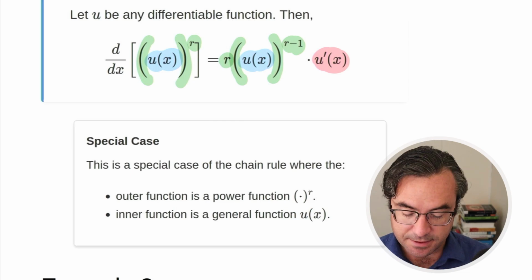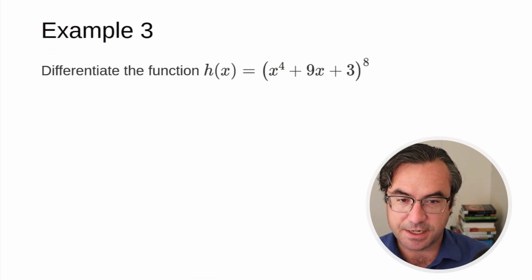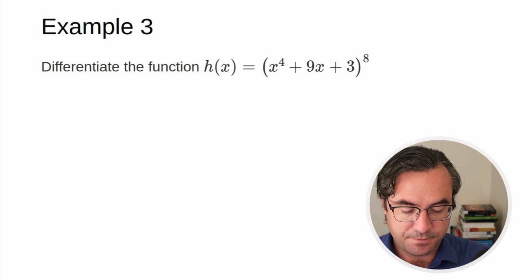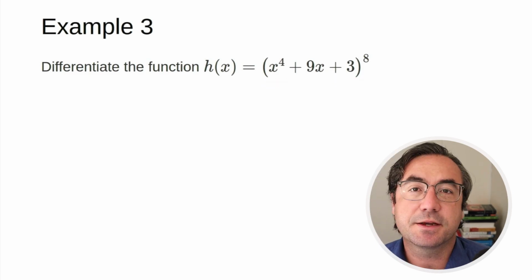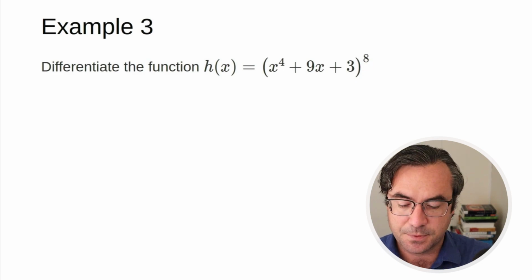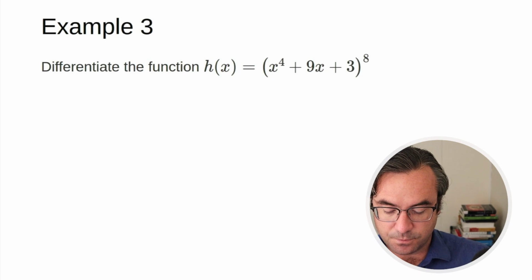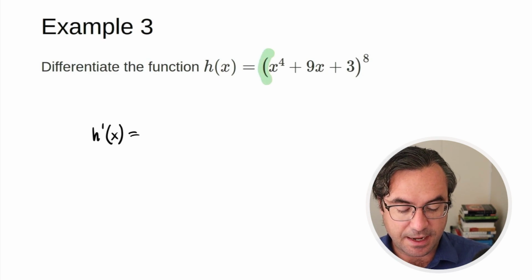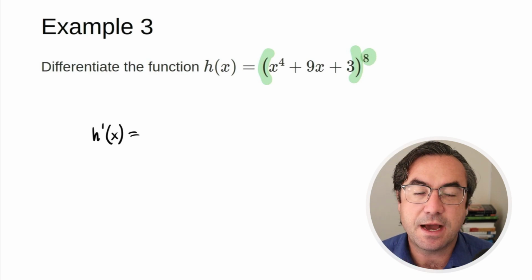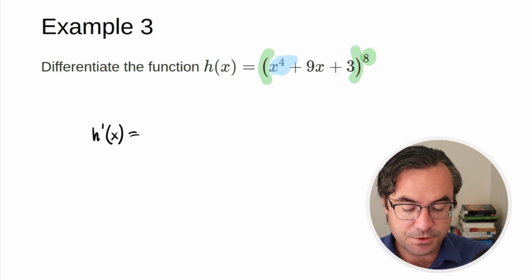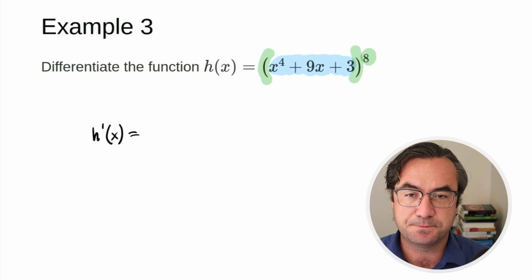All right, so let's see this in action. Let's look at example 3. So here we're going to differentiate that function we just worked with, x to the 4th plus 9x plus 3, all raised to the power 8. We'll call our derivative h prime. And again, the composition that we settled on is that the outer function here was this raised to the power 8, and the inner function was all this stuff inside the parentheses.